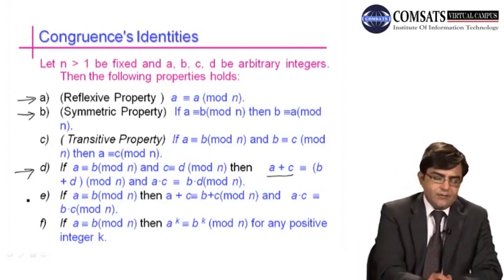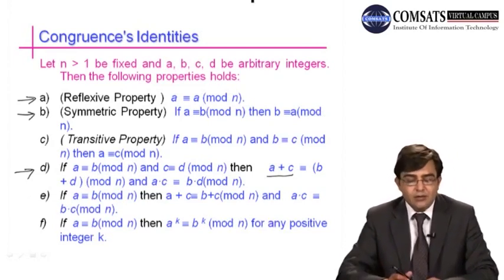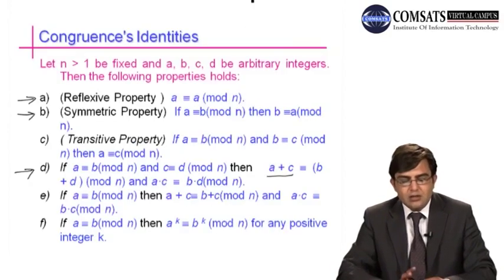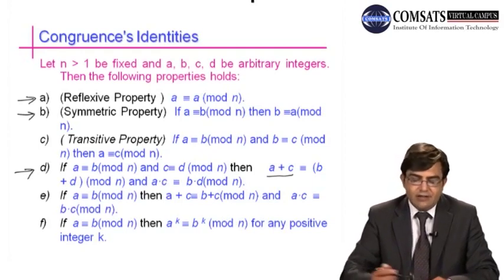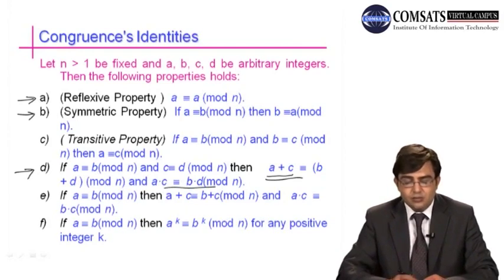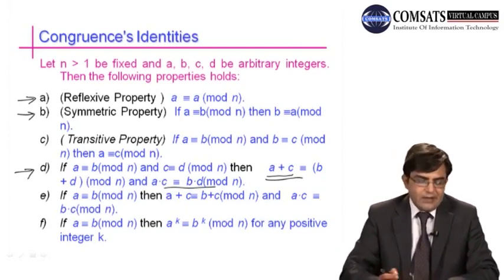The next property, property D: we can choose examples as I have shown you for the mod transitive property and symmetric property. You choose any two mod congruences and you can verify that these congruences are always true under the same modulo n.